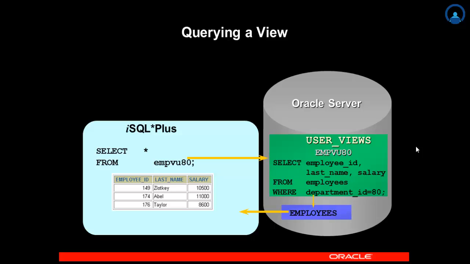Data access using views. When you access data using a view, the Oracle server performs the following operations. First, it retrieves the view definition from the data dictionary table, that is USER_VIEWS. It checks access privileges for the view base table. It converts the view query into an equivalent operation on the underlying base table or tables. In other words, data is retrieved from, or an update is made to, the base tables.